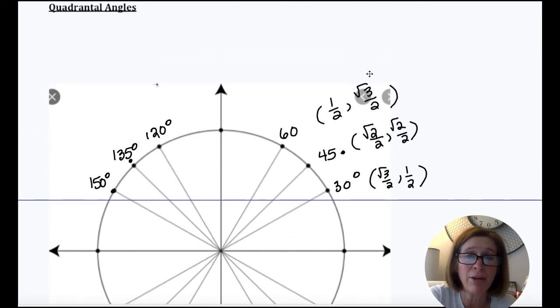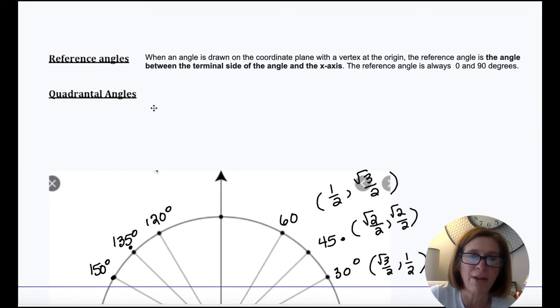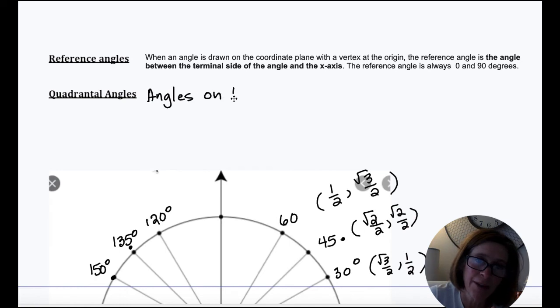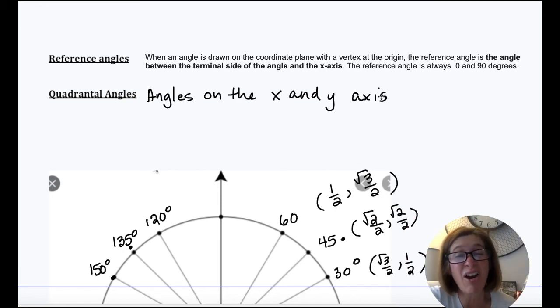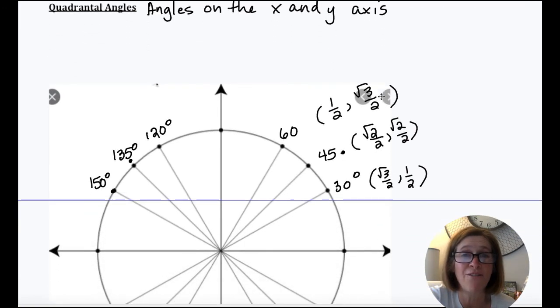All right, the other angles we have to know are the quadrantal angles. Quadrantal angles are the angles that are right on the axis, on the x and y axis. These actually are the easy ones. They're the ones I always go to first.